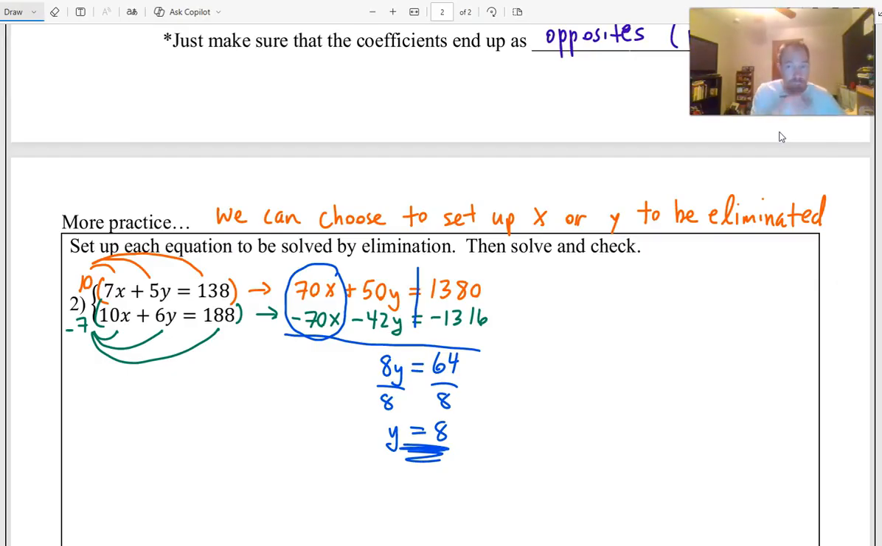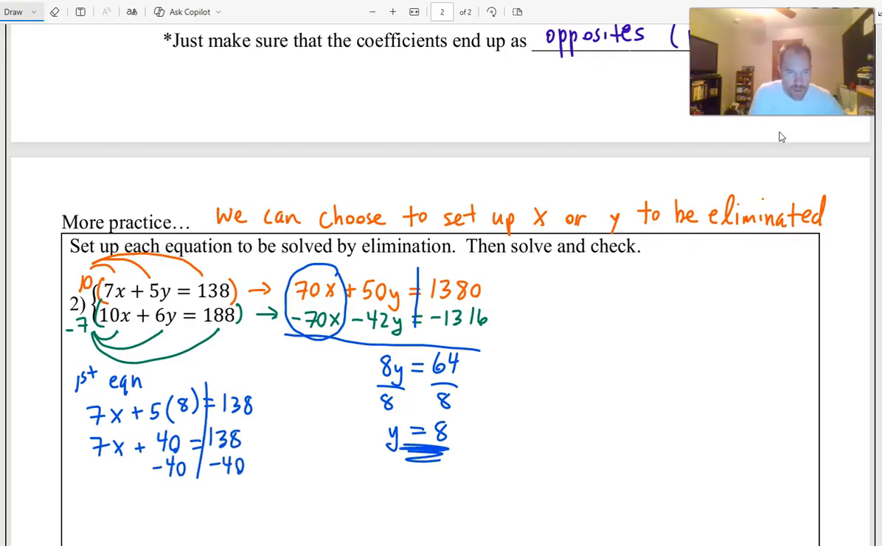Let's see, I'm going to go back to the original equations in case I had a mistake when I changed those equations. I think I'll take the first equation. And so we have 7 times x plus 5 times, I think y is 8, and that's supposed to equal 138. That'd be 7x plus 40, 5 times 8. I can subtract that 40. That'll leave me with 7x equals 98.